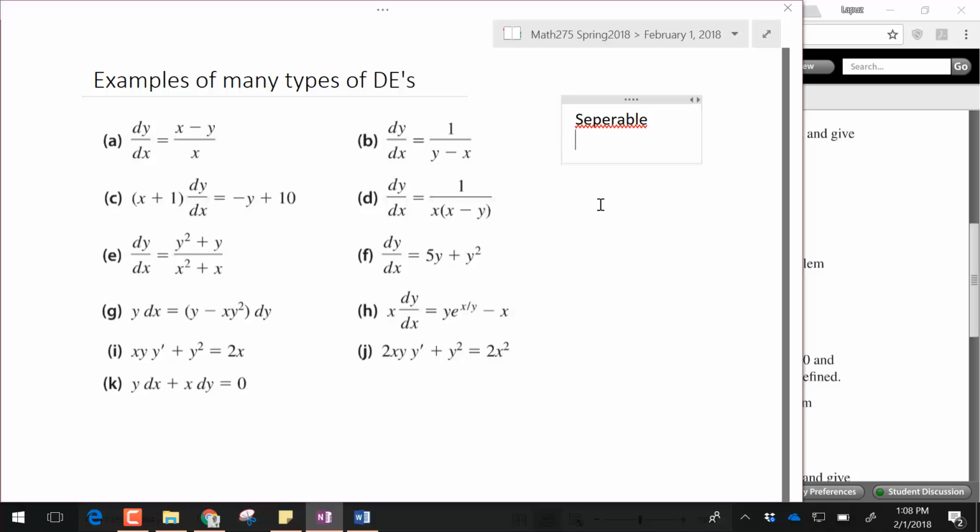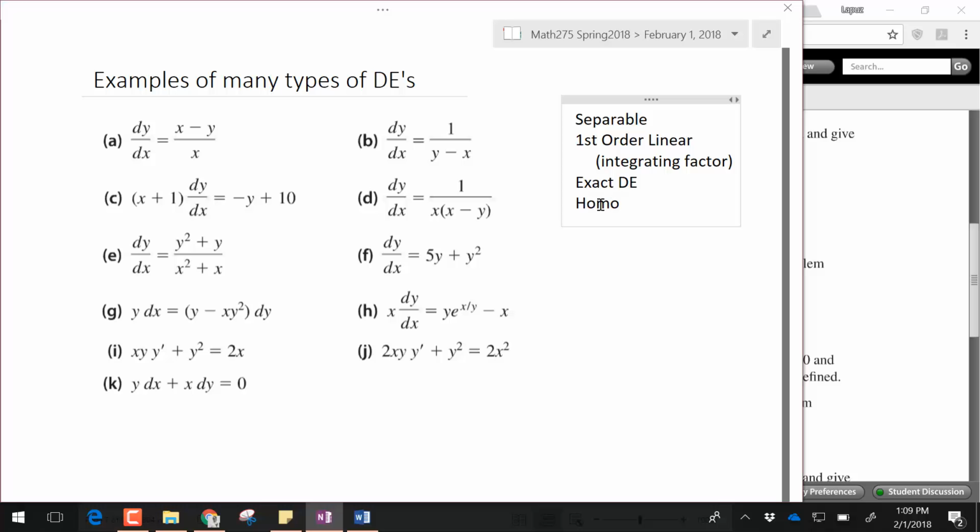Separable. First order linear is the one that has an integrating factor. What else? The one with the partials. What are they called? Exact? Something like that? Exact DE. Bernoulli.